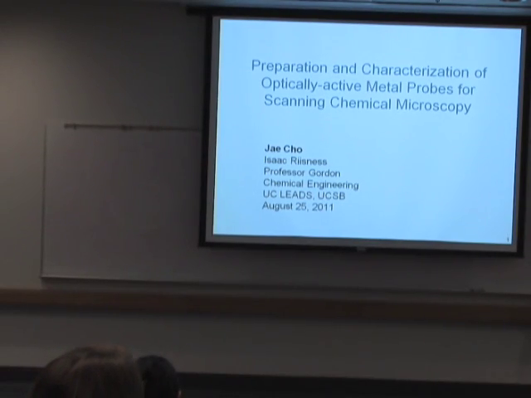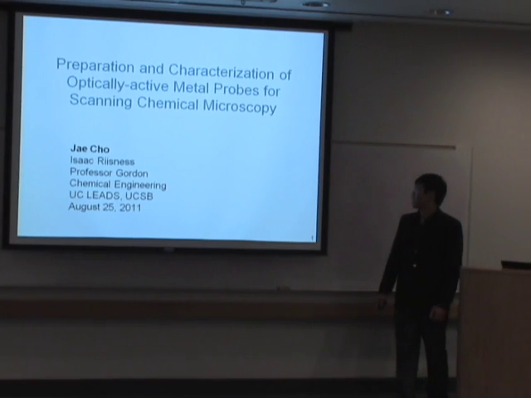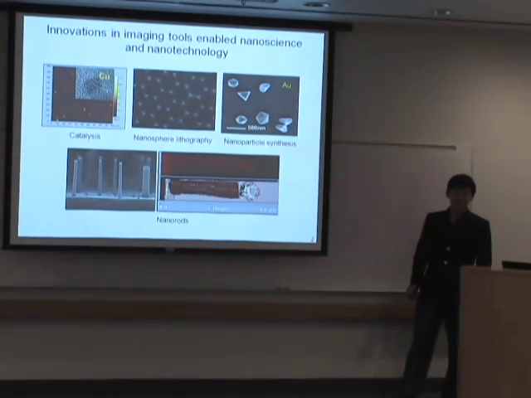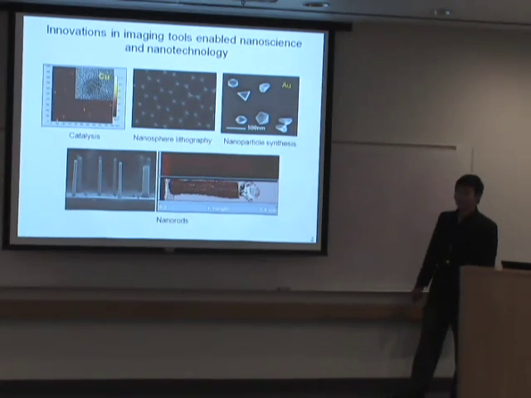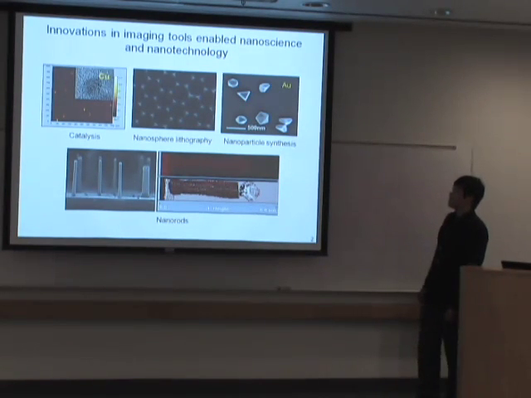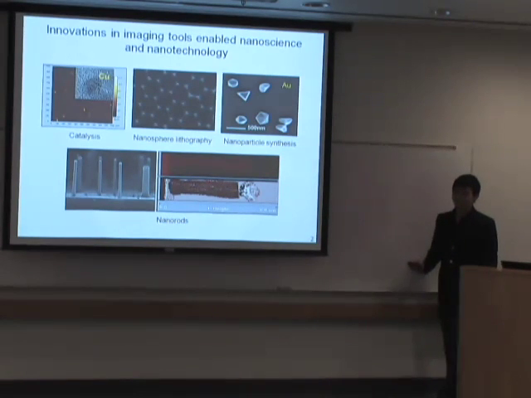Program, I'm working with my mentor Isaac in Professor Gordon's lab on a project called Preparation and Characterization of Optically Active Metal Probes for Scanning Chemical Microscopy. So you may have heard about nanoscience and nanotechnology, but how did science get here? Well, innovations in imaging tools allow scientists to see at the nanoscale and do things such as catalysis, nanosphere lithography, nanoparticle synthesis, and nanorods, which are shown here.